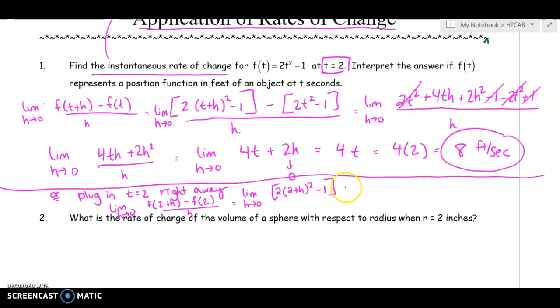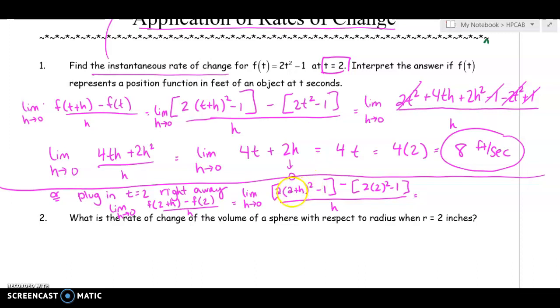And then you have minus f of 2. f of 2, you can plug that in. All right, you're going to have 2 times 2 squared minus 1. And again, it's all over h. And you can simplify this a little bit.